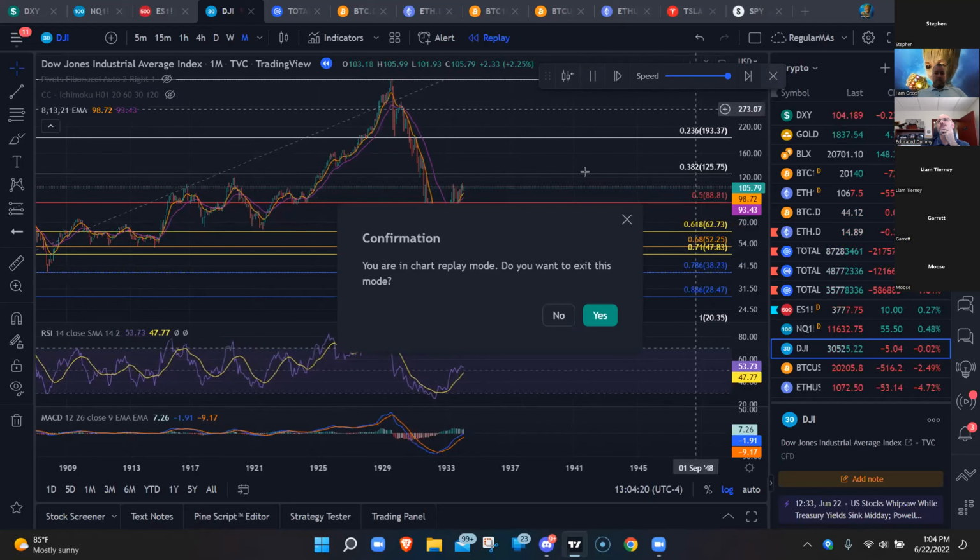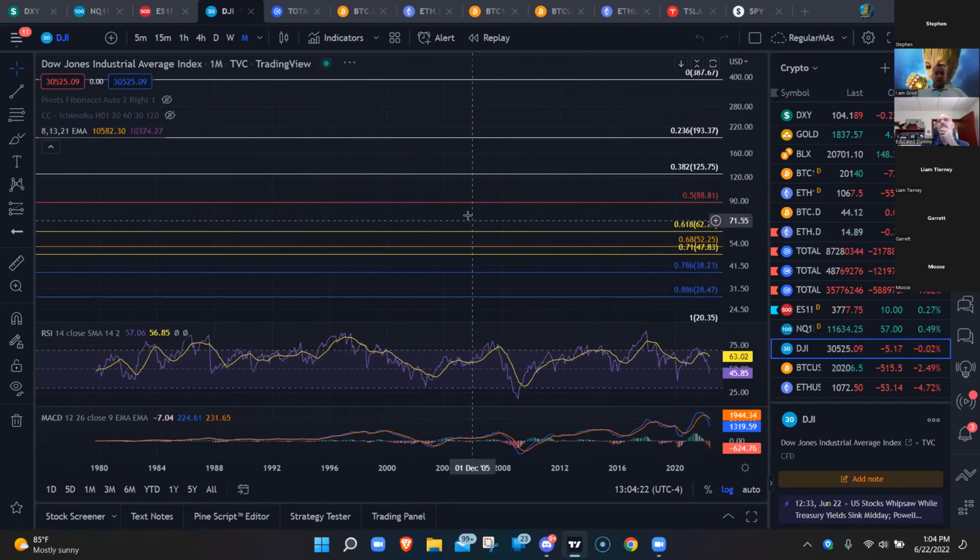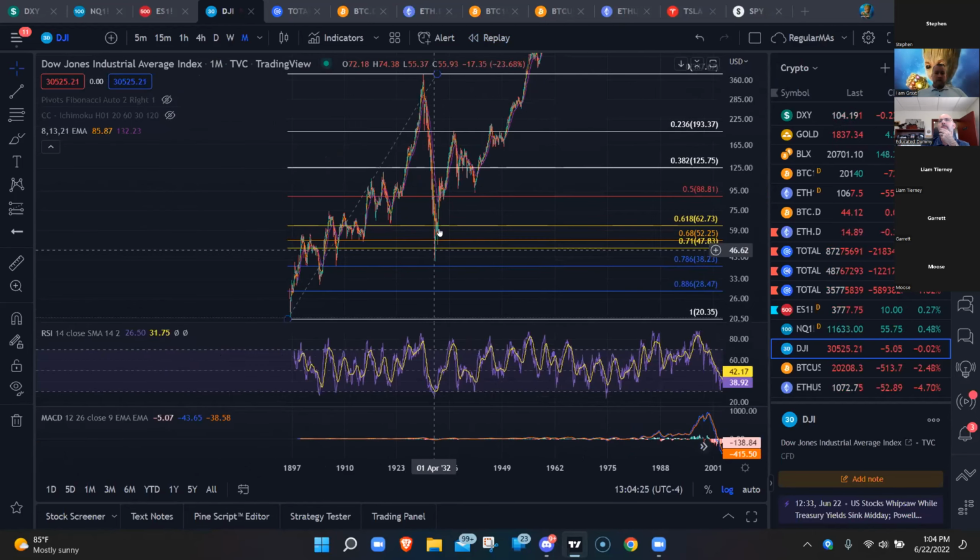As this continues, we can see that this is where it got bought up. It came up here, it found support on the 0.5, made a big run.